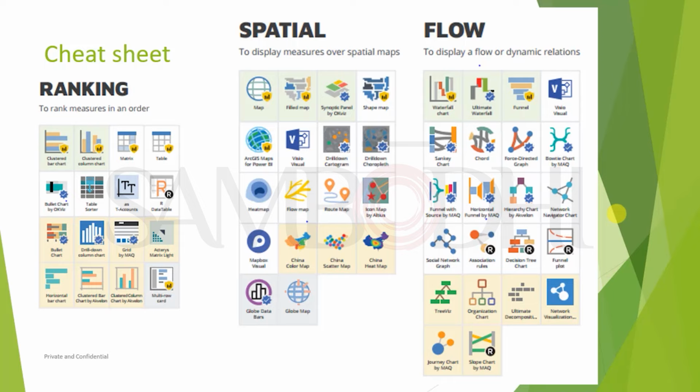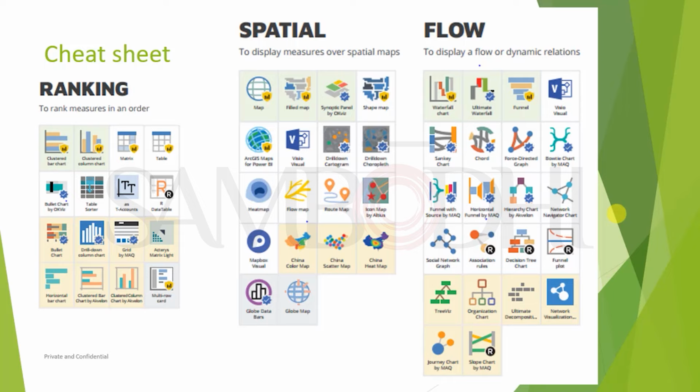Moving on, the next is spatial charts. Spatial charts are used to display measures over spatial maps. So anything with respect to a geographical region can be made use of using these spatial charts. So spatial means geography, and for them you have the map chart, the field map chart, and the shape map chart available to you by default.